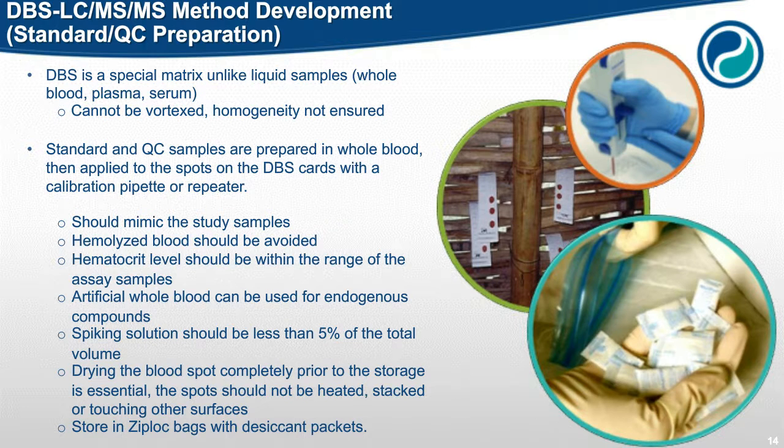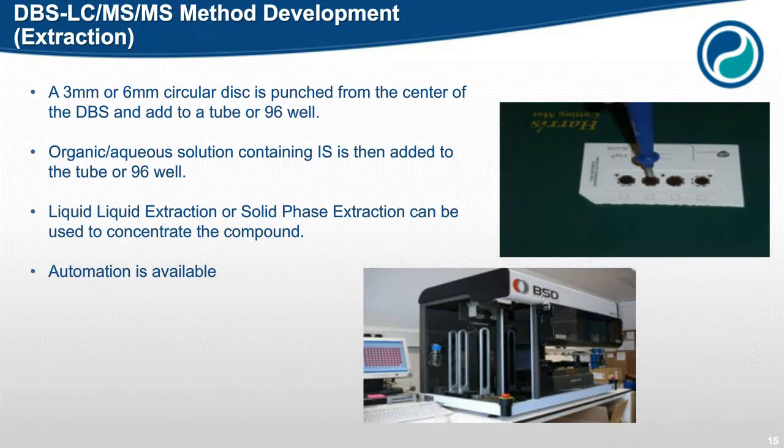This slide shows you typical extraction procedures for DBS samples. It's very straightforward. First, take a punch from the center of the DBS card, usually 3 millimeters or 6 millimeters in diameter. And we put this disc in a tube, and we add extraction solution containing internal standard.